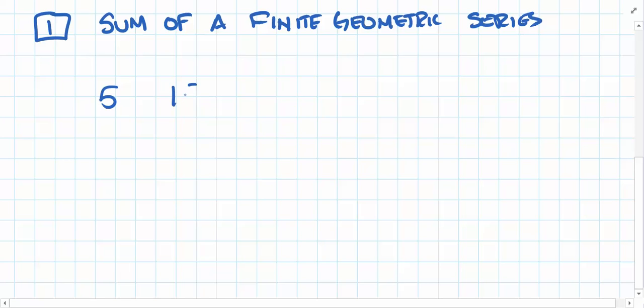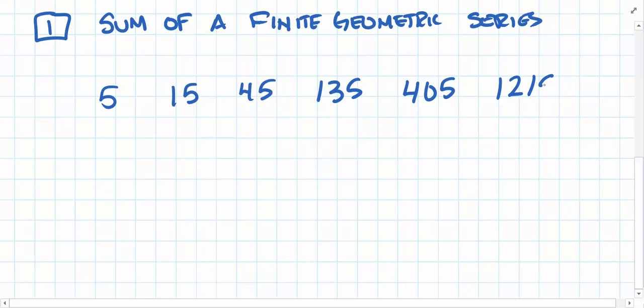Good. What will it be after that? 45. What would be after that? 135. And then we'll do 2 more. What would they be? 405. Is that right? 405. Good. We'll do one more. What would it be? 1,215. Really? Okay, awesome. So here we go.